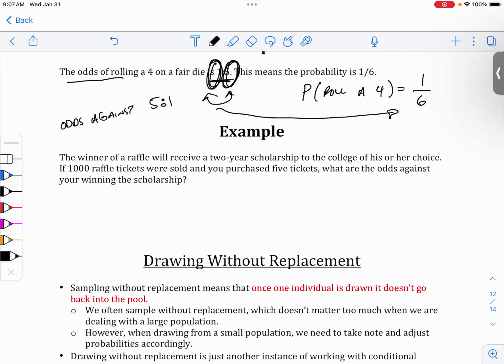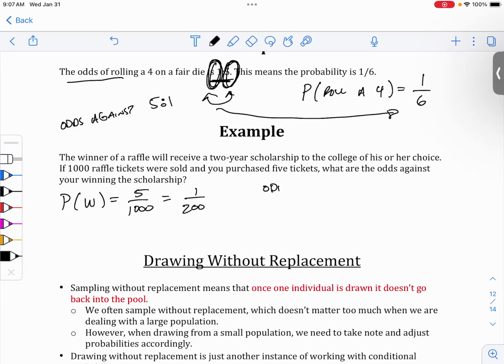So the winner of a raffle will receive a 2-year scholarship to the college of his or her choice. If 1,000 raffle tickets were sold, you purchased 5 tickets. What are the odds against your winning the scholarship? So let's start out with the probability of winning the scholarship, which is 5 out of 1,000. Now, I typically don't reduce my values except when we're about to convert to odds. Odds always want to be in the lowest terms. So I am going to reduce this to 1 out of 200.